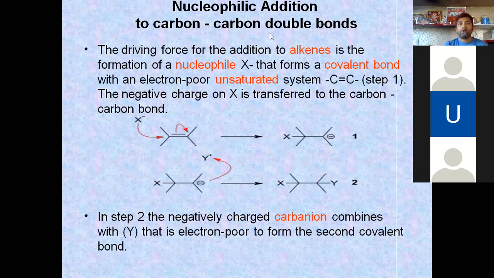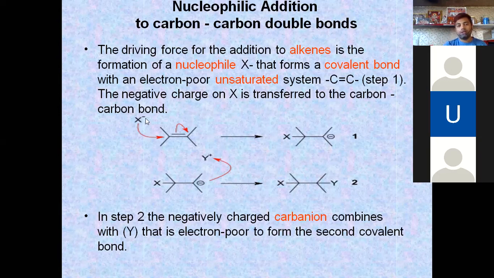Again, nucleophilic addition to carbon-carbon double bonds. The driving force for the addition to alkenes is the formation of a nucleophile that forms a covalent bond with an electron poor unsaturated system. The negative charge on the nucleophile is transferred to the carbon-carbon double bond.